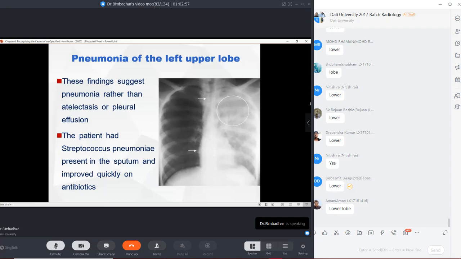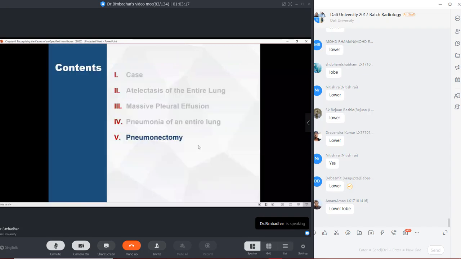The most common cause of pneumonia is streptococcal pneumonia, where the sputum will be there. Rather than suggesting atelectasis and pleural effusion, my radiograph will pull me towards a diagnosis of pneumonia, right? Is this concept clear? Yes or no, guys? Did you understand the densities? Clear, right? Okay, let's move on to the last topic for today.